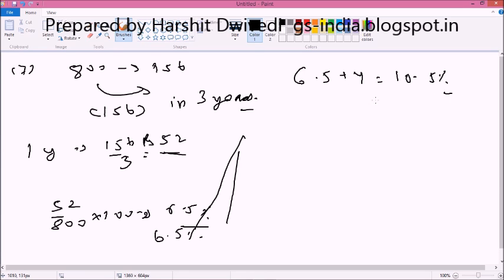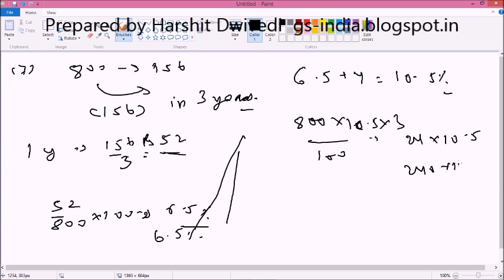We got 10.5%, and now we have to calculate interest at the rate of 10.5% for 3 years for 800. Let us see how much it is going to be. It is going to be 24 into 10.5. It becomes 240 plus 12, 252. This becomes the simple interest.